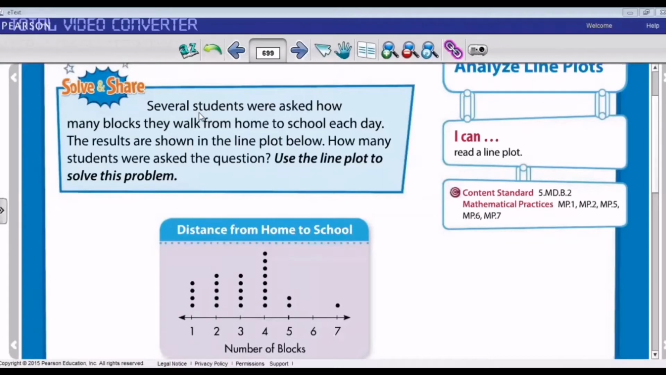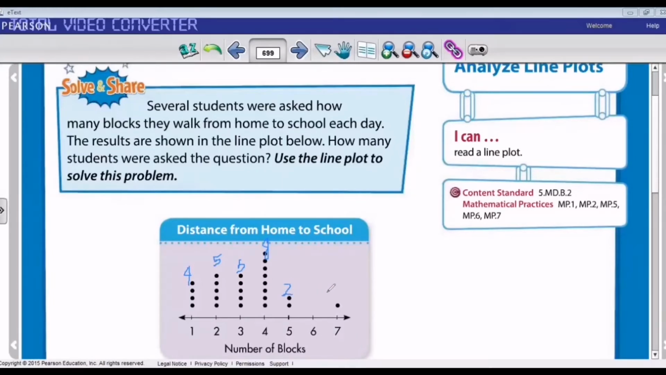So how many students were asked the question? Firstly, you know the distance in blocks students walk from home to school. So we count them now. Here I have 4 students who walked 1 block, so I will write 4. After that, I have 5 students who walked 2 blocks, so I will write 5. The next one will also be 5, and here I have 8. And 2 students walked 5 blocks, so I will write 2.